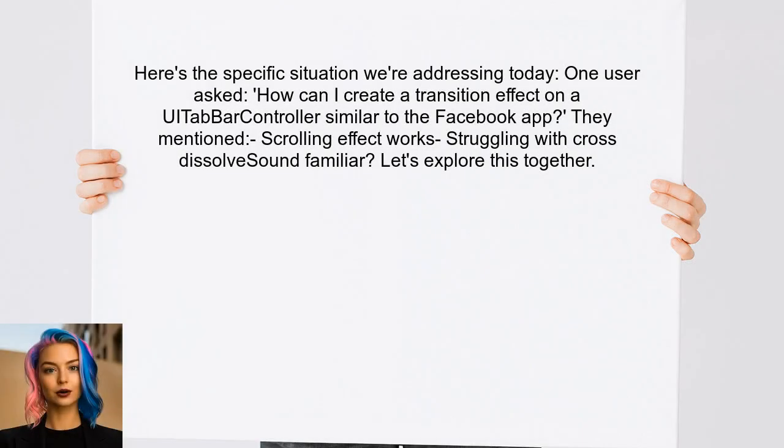Here's the specific situation we're addressing today. One user asked, how can I create a transition effect on a UI tab bar controller similar to the Facebook app? They mentioned they got a scrolling effect working but couldn't figure out how to implement a CrossDissolve. Sound familiar? Let's explore this together.